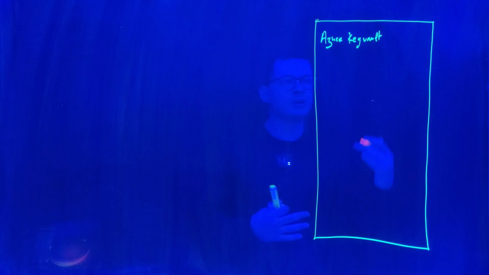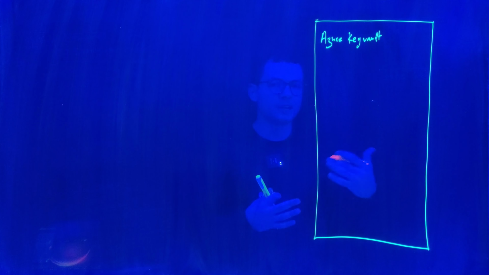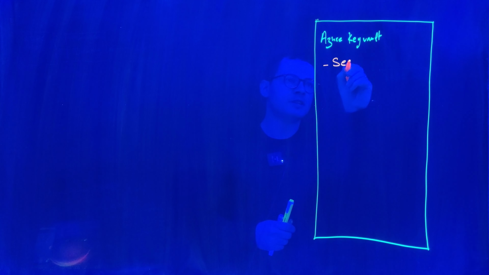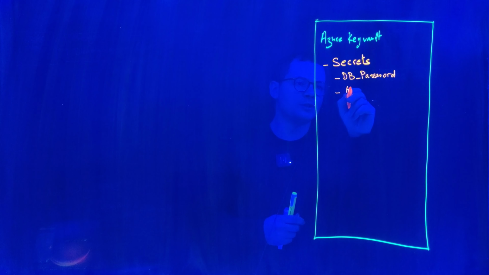Within the Azure Key Vault, we can store different types of objects or data. Typically the most used, let's say, is the secrets. So we can save secrets. Those secrets could be something like a database password, for example, or something like an API token.